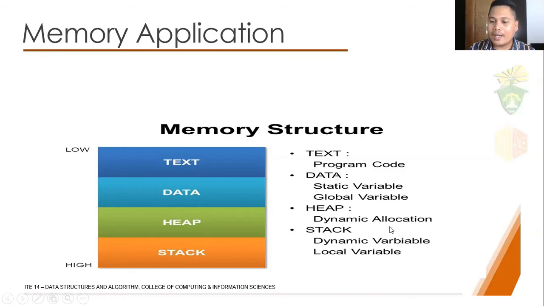This is the dynamic allocation. This is where we're going to play around with our linked lists, if we'll be talking about dynamic memory already, after we talk about pointers. Okay, let's not get too excited; we'll slow down our discussion. Then we have here the stack, where our dynamic variables are, and we also have here our local variables.